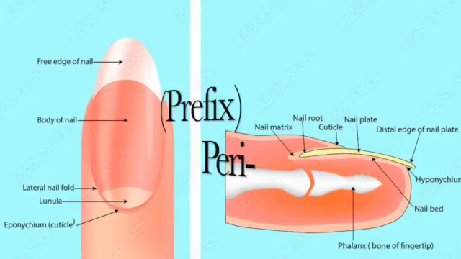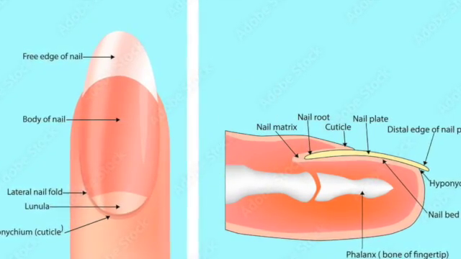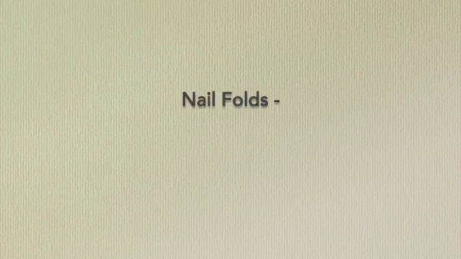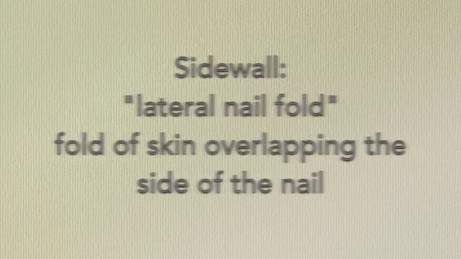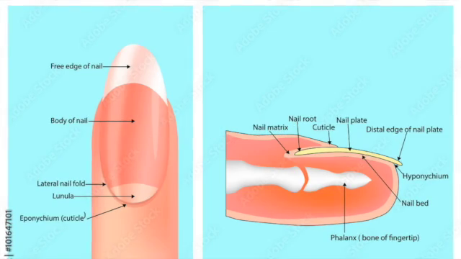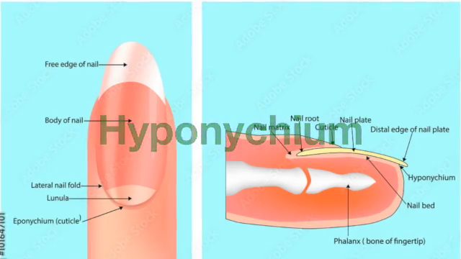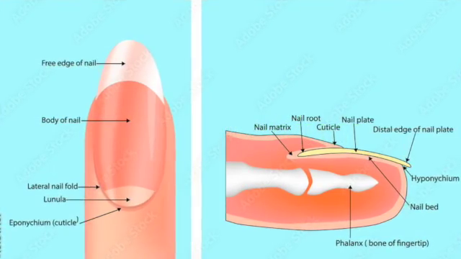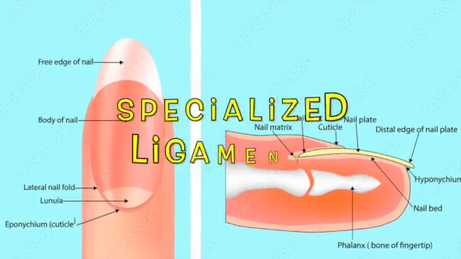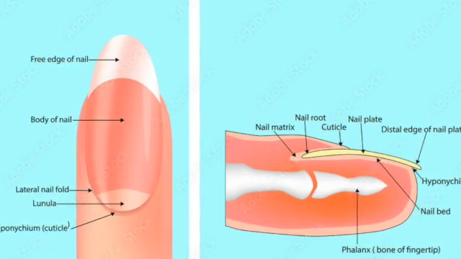You might be able to remember that the prefix peri means around, so that will help you to remember where the perionychium is. Nail folds are just normal skin around the nail plate. These form the nail groove and the sidewall. The free edge is basically the length of your nail that extends off of the finger. And the hyponychium sits just under that, and it provides a barrier of protection from infection. And specialized ligaments attach the nail bed and the matrix to the underlying bone.